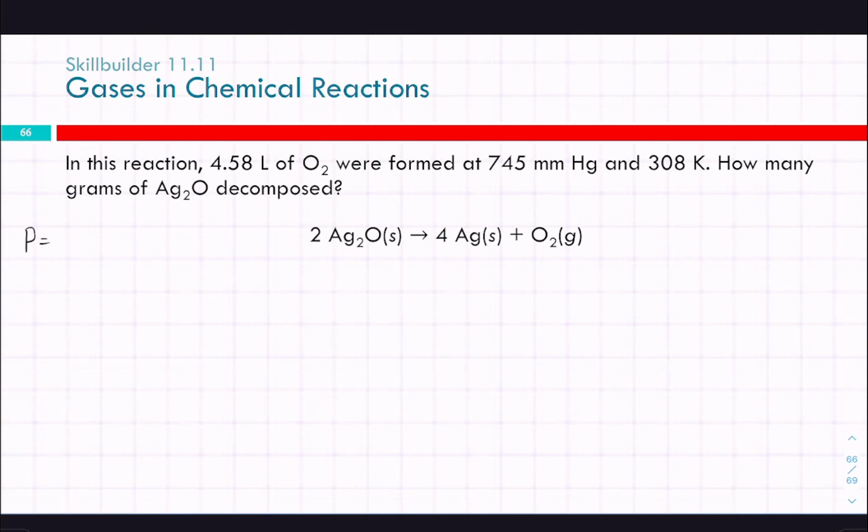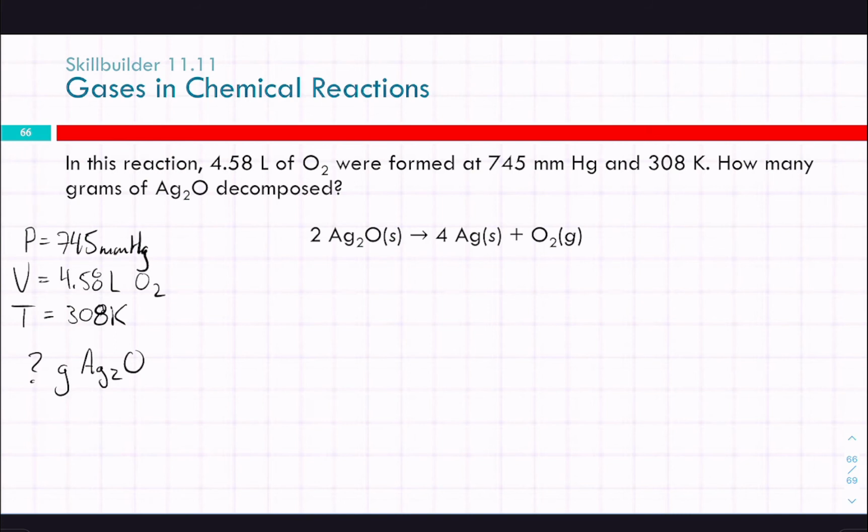All right, so we have a pressure that's 745 millimeters of mercury. Volume equals 4.58 liters of O2. Temperature is 308 Kelvin. And what we want to know is the grams, well, how many grams of Ag2O?